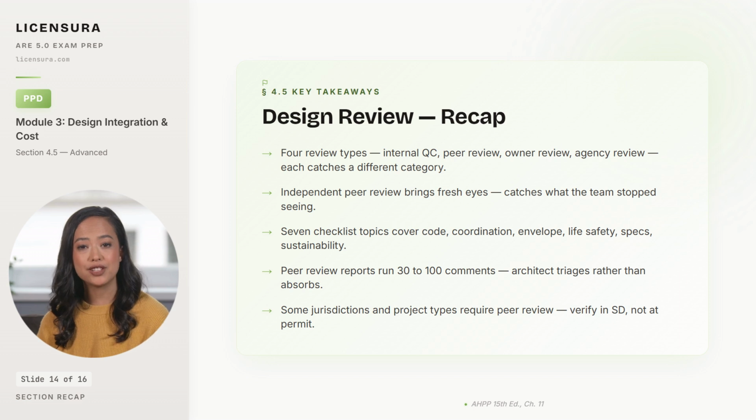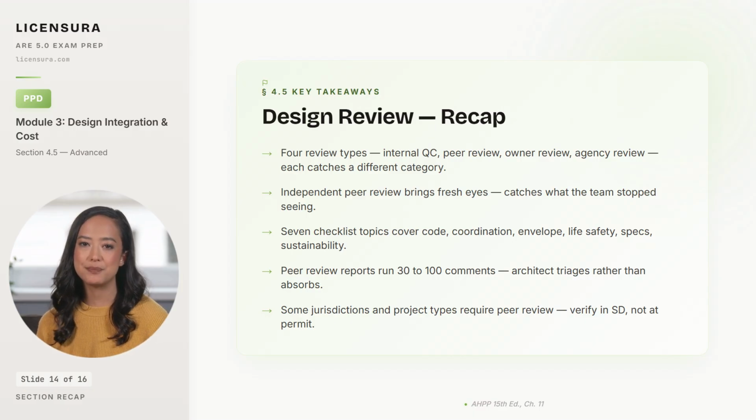Independent peer review brings fresh eyes to a project the team stopped seeing. The basement detail everyone assumed was resolved. The egress count the program shift made wrong. 7 checklist topics cover the categories that produce claims: code compliance, structural architectural coordination, MEP architectural coordination, building envelope, life safety, specification drawing consistency, and sustainability.